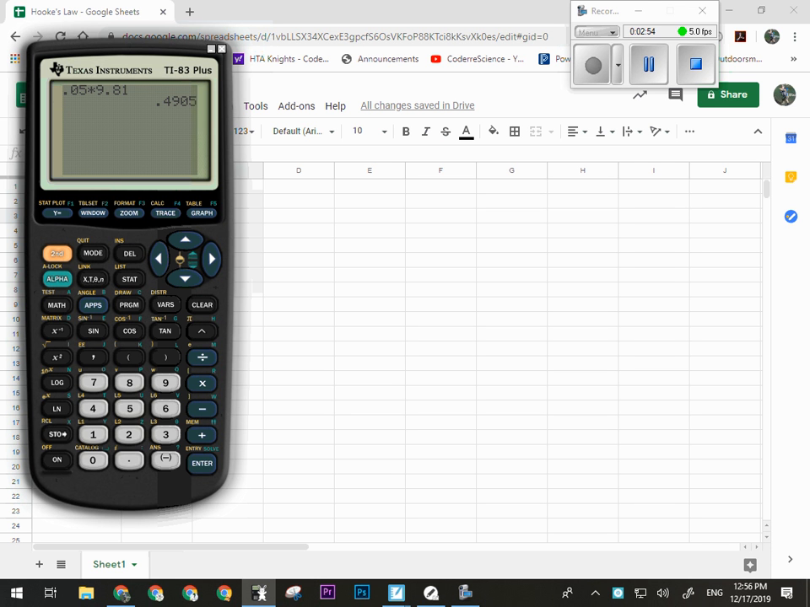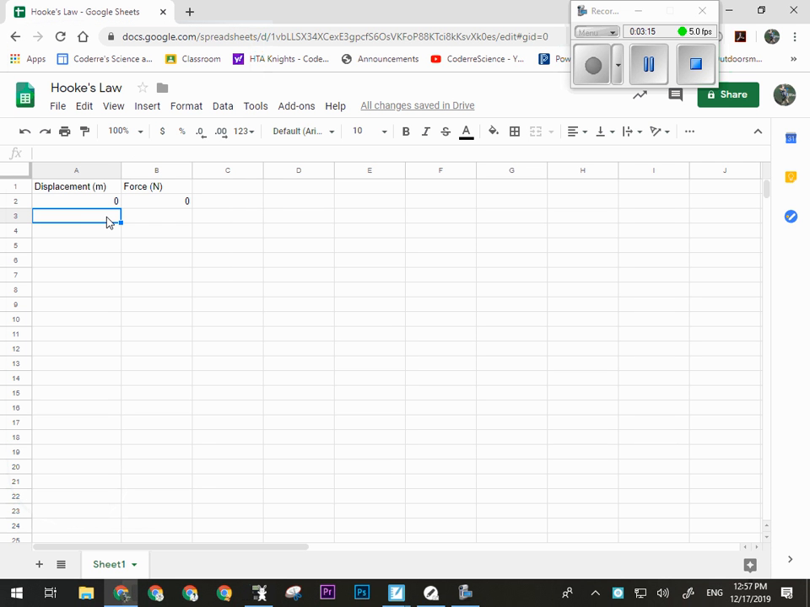So the new length of the spring, once it stops moving, is going to be 0.024 meters. I want you guys to draw this chart here that I'm drawing in, so that we can see what this is going to look like. The force I just put on there was 0.4905 newtons.